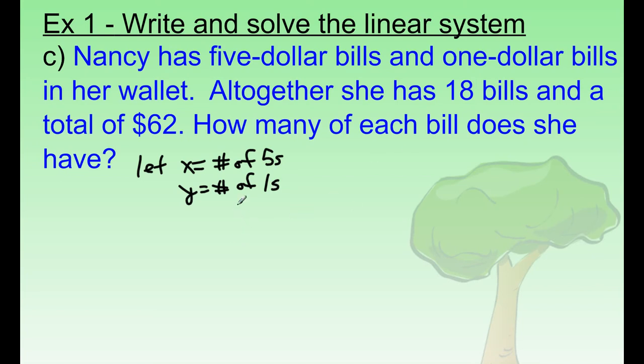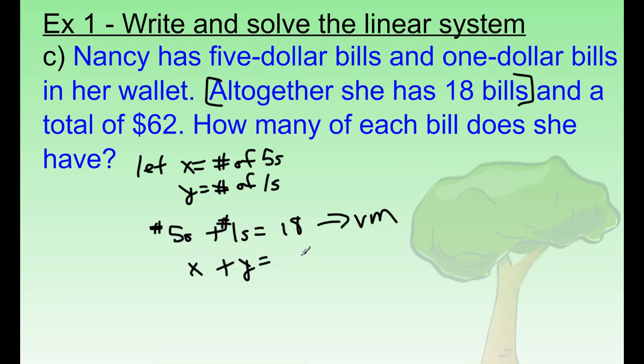So my first true statement is altogether she has 18 bills. So the fives plus the ones, the number of them, equals 18. This is my verbal model. Now the number of fives we said is X. So X plus Y equals 18. Did you have that as your first equation?